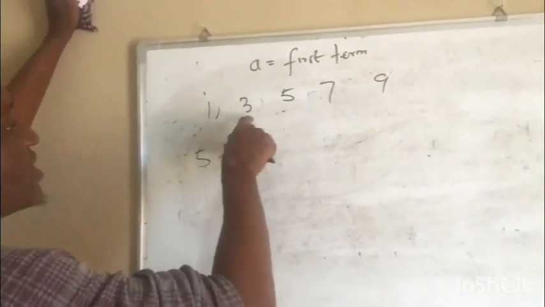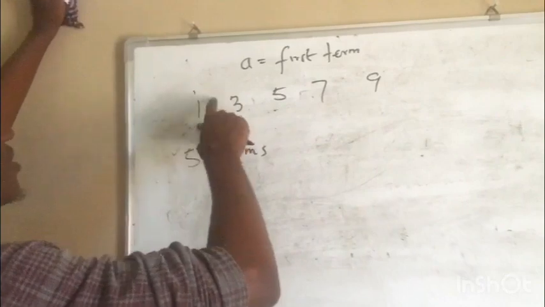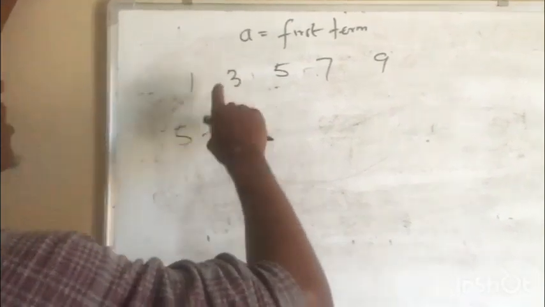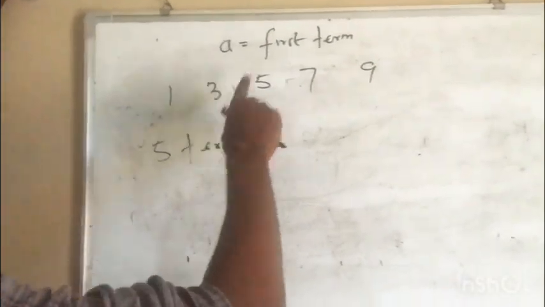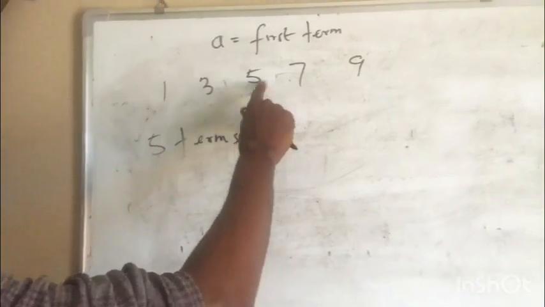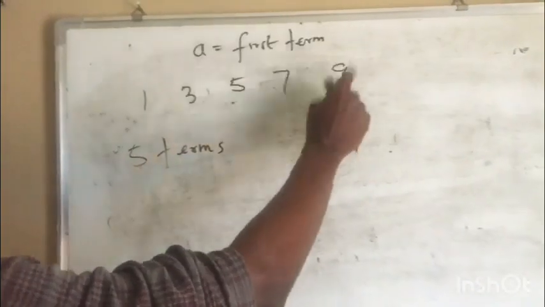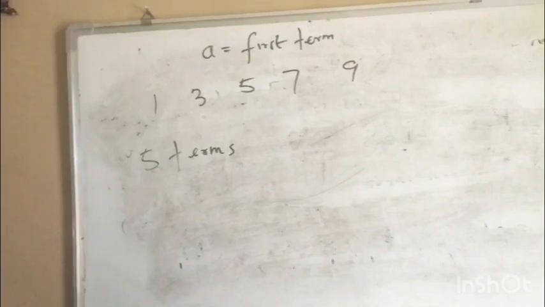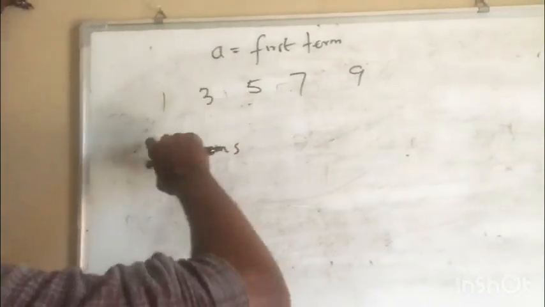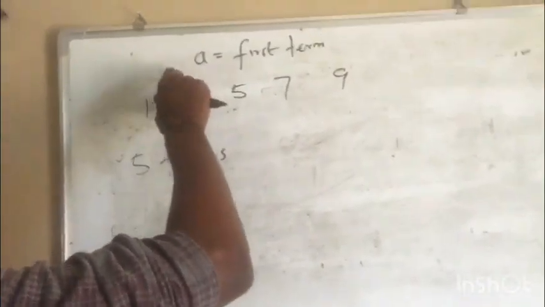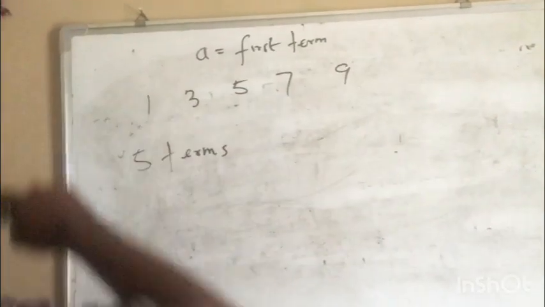The first term here is 1. So a is 1. The second term here is 3. The third term here is 5. The fourth term here is 7. And the fifth term here is 9. So the first term of every sequence is the first number.